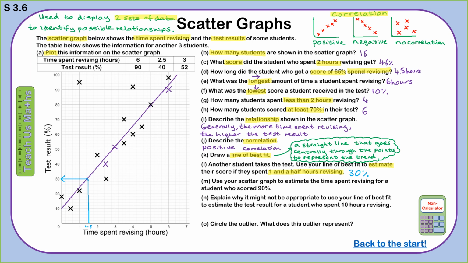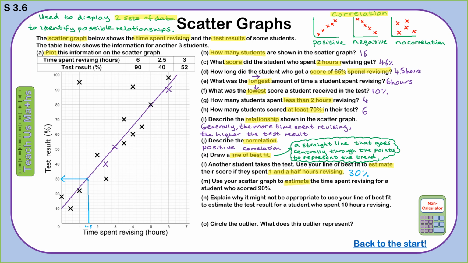Make sure you show your working out lines on your graph so the examiners can see that your answer has come from a correct method. So these blue lines that I've drawn on my scatter graph, I'm going to leave them in there to show the examiner my method for that question. Part M. Use your scatter graph to estimate the time spent revising for a student who scored 90%.